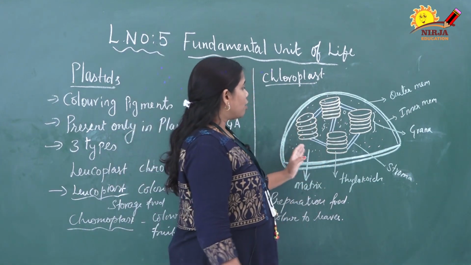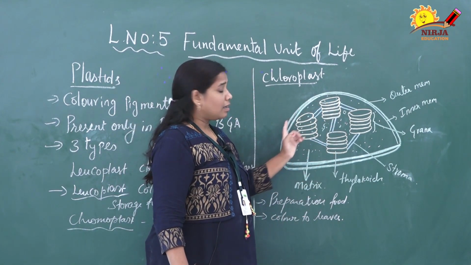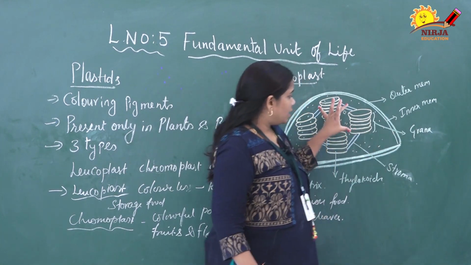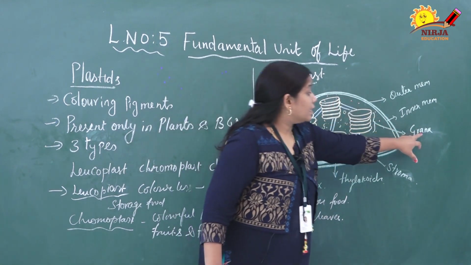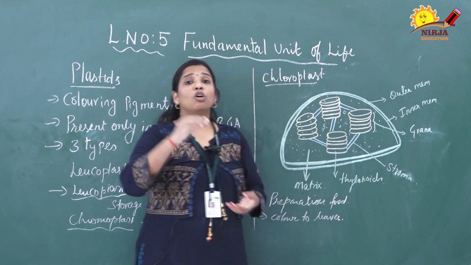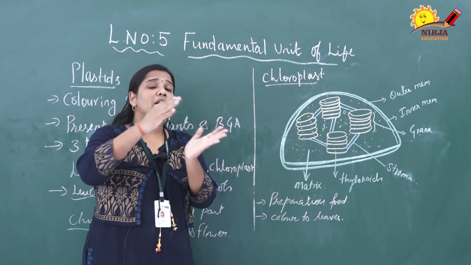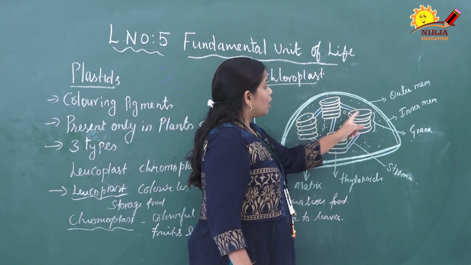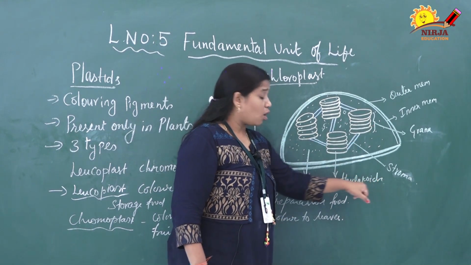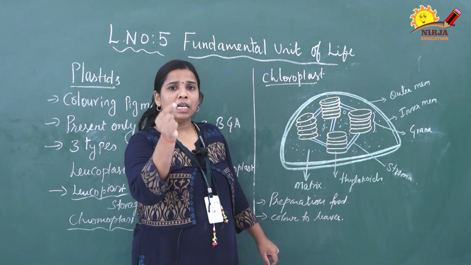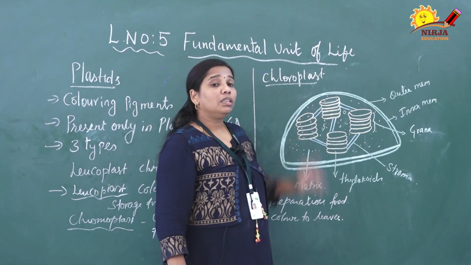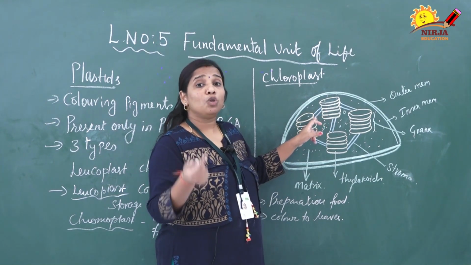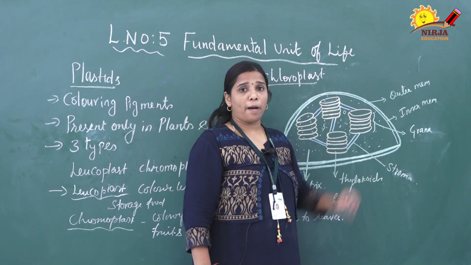At the same time, you can see small coin-like structures present. These coin-like rows are called grana. The entire portion is called grana. The grana is a coin-like structure, many coins arranged in a row. Now in this grana, one small coin is called a thylakoid. A thylakoid is a small coin or disc-like structure. One grana is connected to another grana by a stack-like or tube-like structure called stroma.